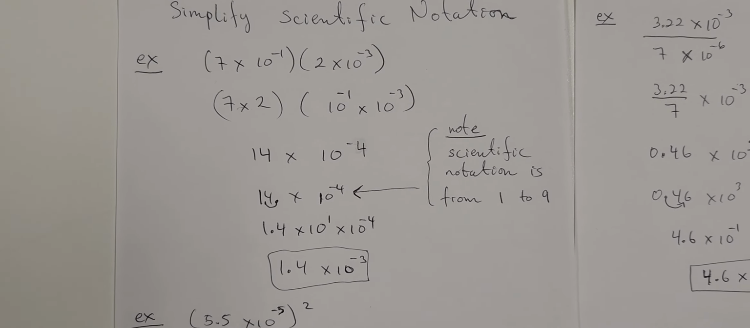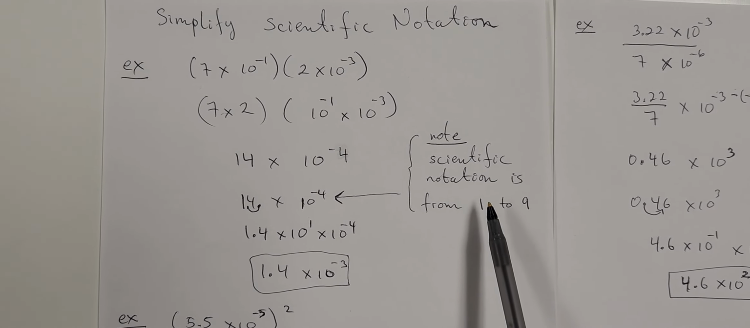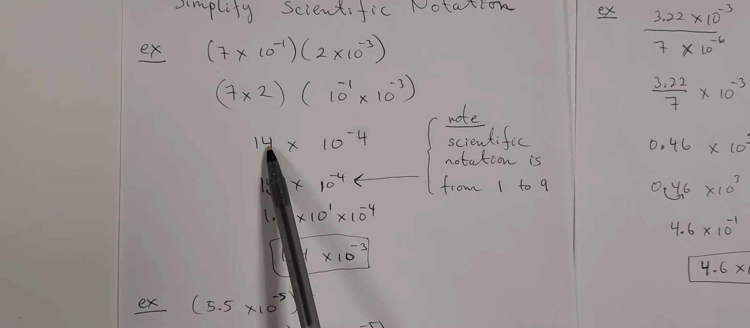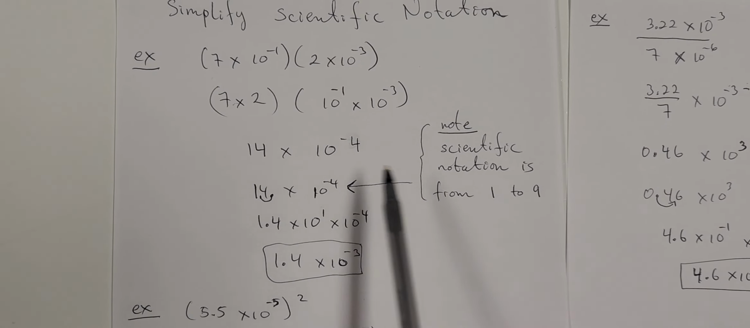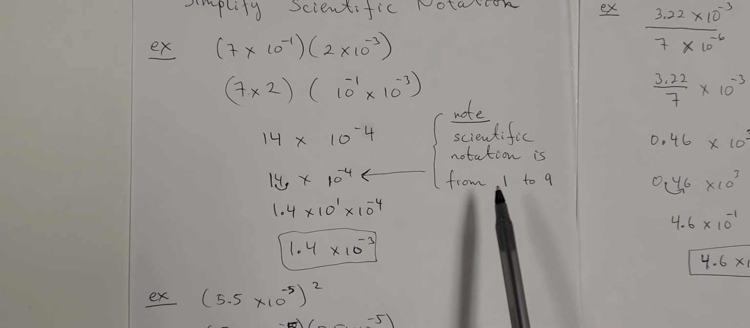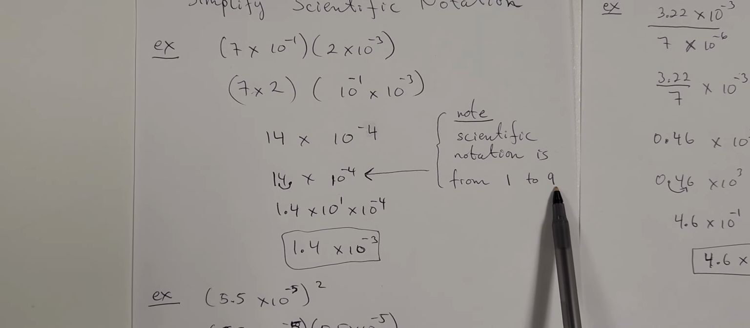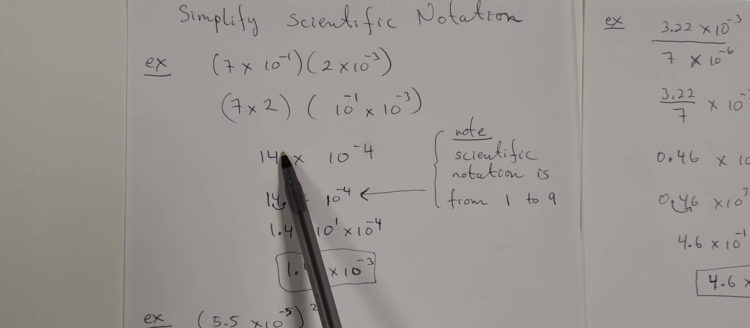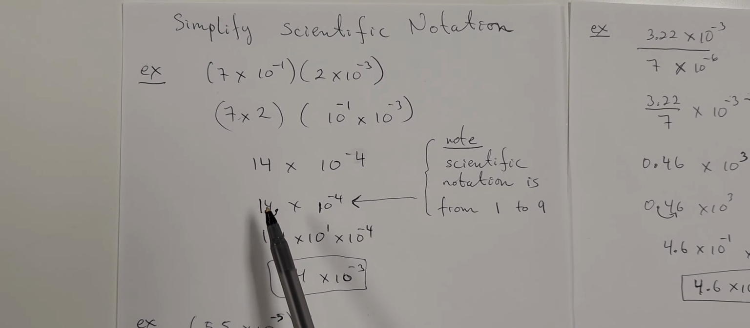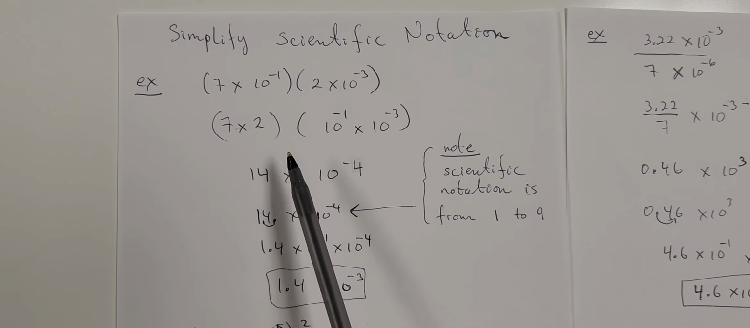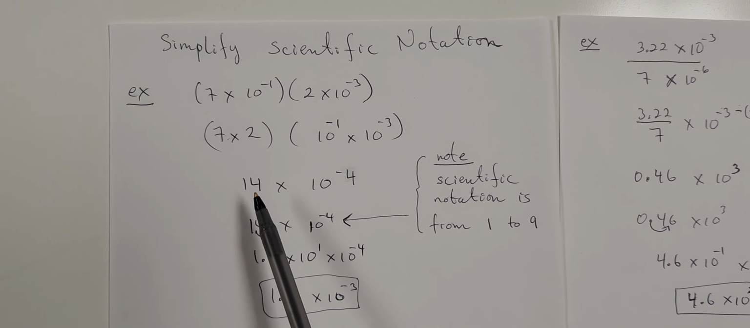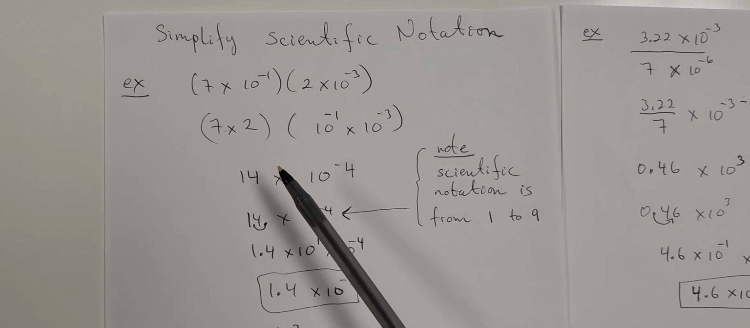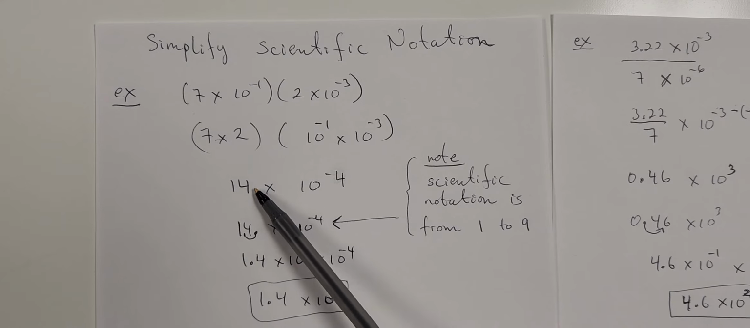Okay, however, in scientific notation, make sure that it is from 1 to 9. This is 14. 14 is bigger than 9. So now we have to make this 14 somewhere in between 1 and 9. So what we do is we make this 14 and turn it into 1.4. Now if you remember, in changing scientific notations, if there is a decimal, you start at the decimal. Here there is no decimal, so we start in the back.